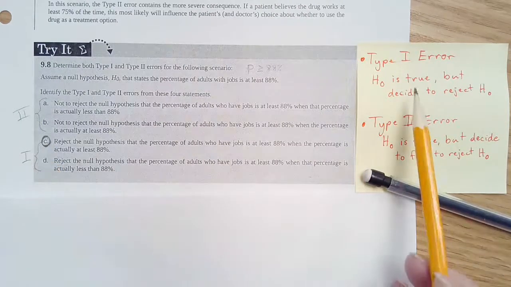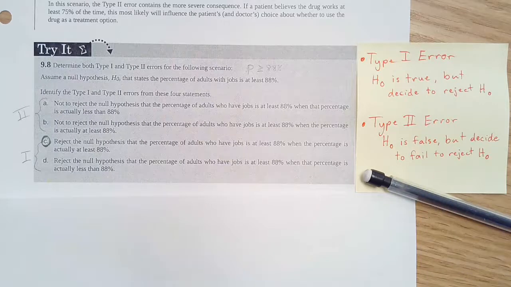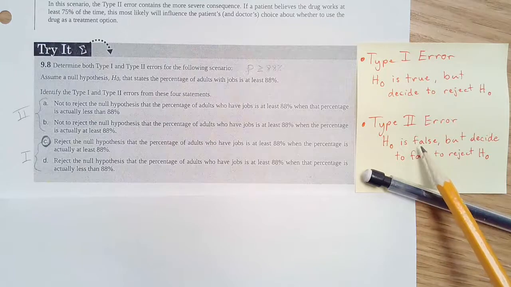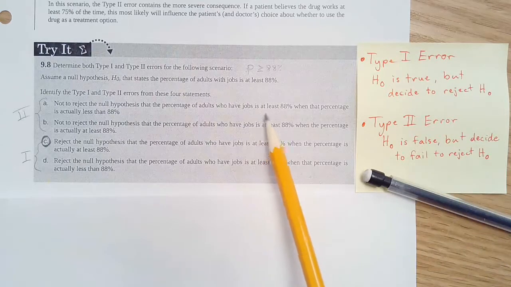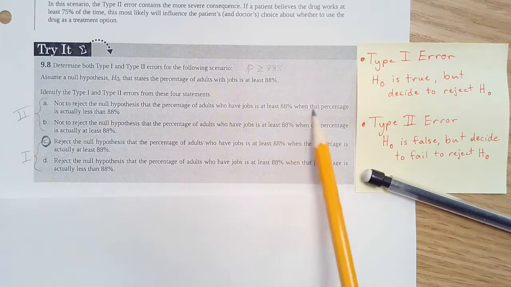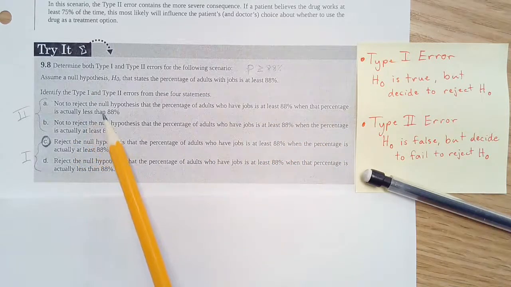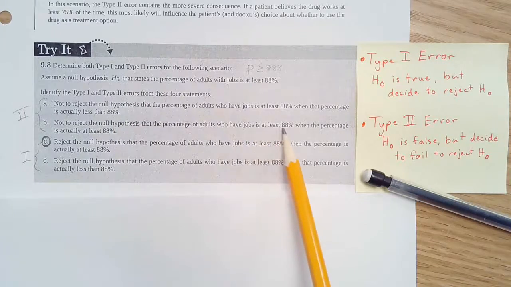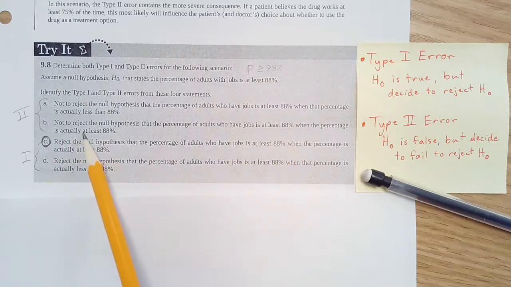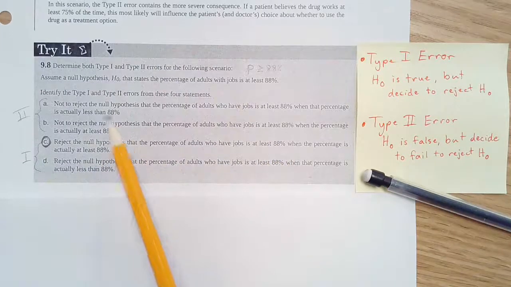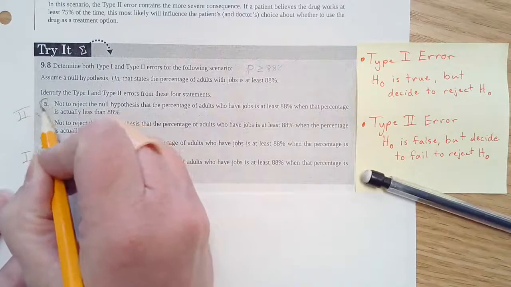And we're going to do the same thing for the type 2 error. But on this one, we need the null to be false. So we read part A, says that the percentage of adults who have jobs is at least 88% when that percentage is actually less than 88%. That's saying that that hypothesis was false, because the other one, part B, says that it's at least 88% when it's actually at least 88%. That would say that that hypothesis is true. So we want the one where the hypothesis is false. So part A is the type 2 error.